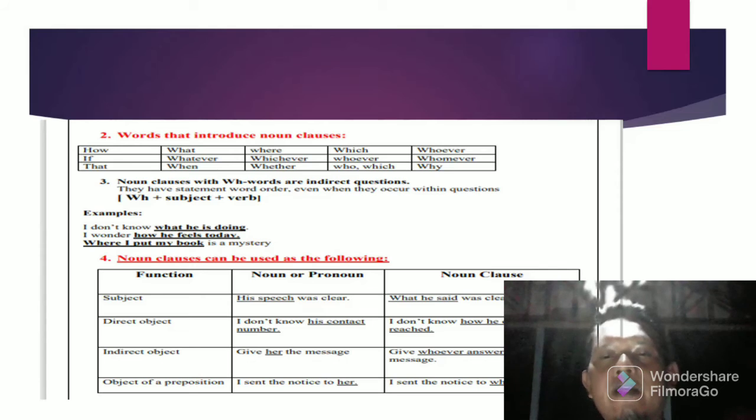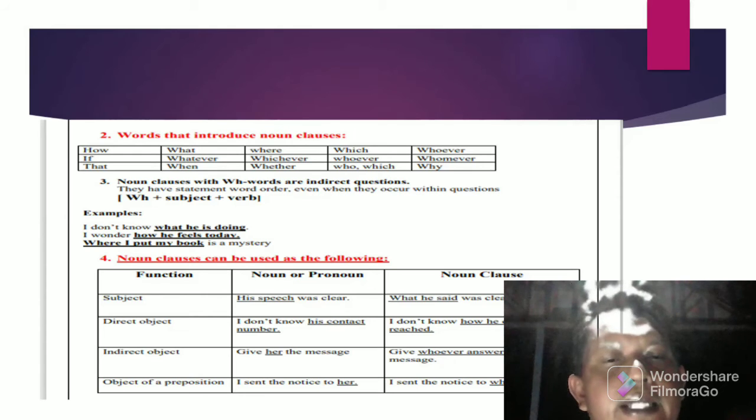Then, noun clauses with question words are indirect questions, or we can say kalimat tak langsung in Indonesian. Let's take a look at the examples. I don't know what he is doing. I wonder how he feels today. Where I put my book is a mystery.